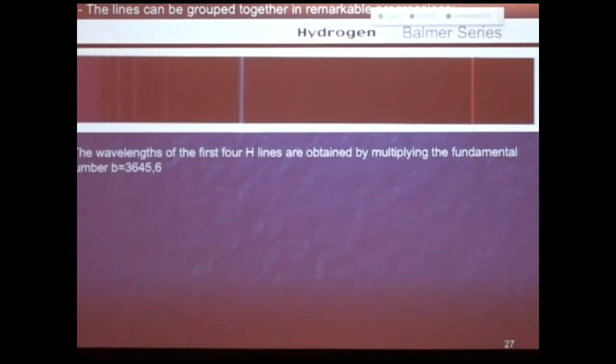and find out their wavelength by using the instruments of the time. The wavelengths of these lines of light actually formed an interesting pattern, where if you had this number called 3645, then in succession you could get the different wavelengths by taking this number and multiplying by these ratios: 9/5, 4/3, 25/21, 9/8.